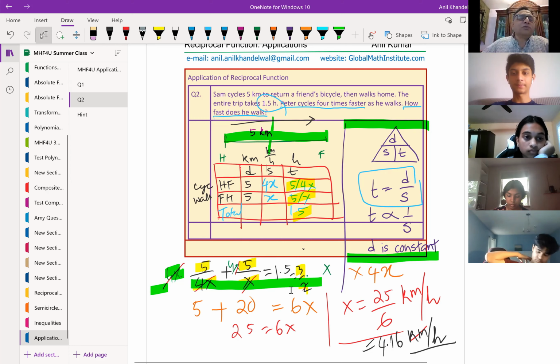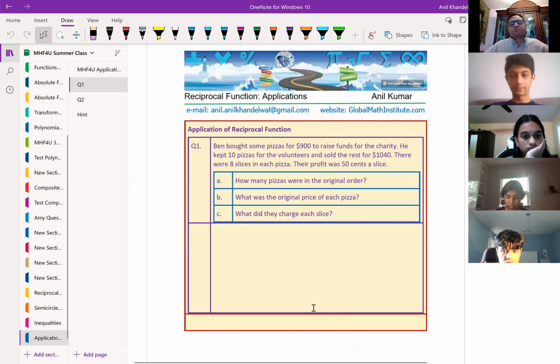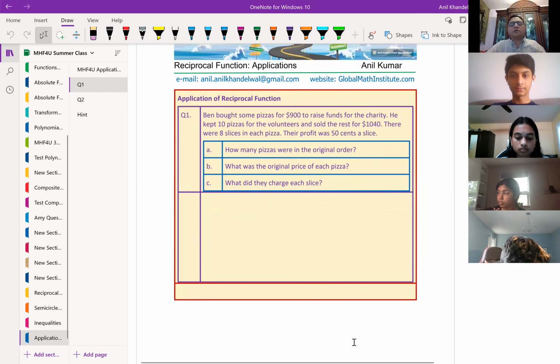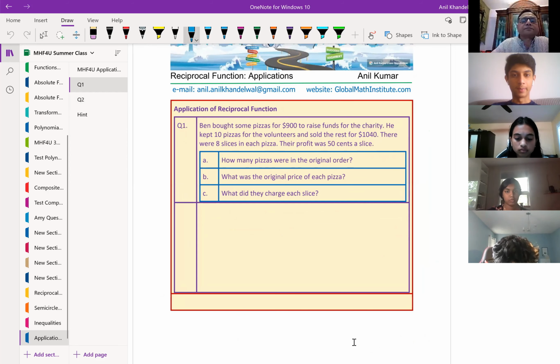Okay, so now let's move on to our very first question, which is slightly more difficult. Now, I would like Akshat to read this question and then to make an equation, okay? Akshat, can you please read and try to make an equation? Yes, sir. Ben bought some pizzas for $900 to raise funds for the charity. He kept 10 pizzas for the volunteers and sold the rest for $1,040. There were 8 slices in each pizza. Their profit was 50 cents a slice. How many pizzas were in the original order?